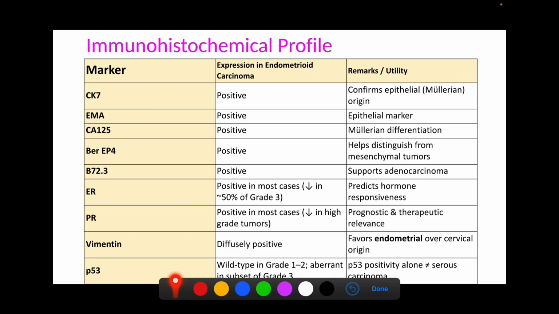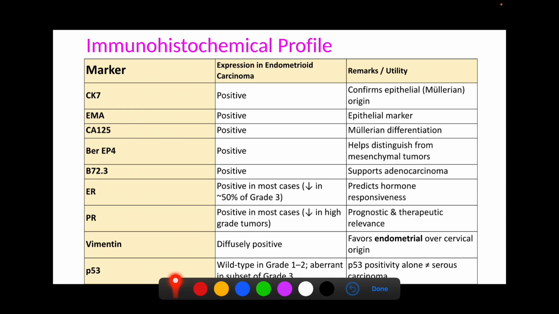These all are positive in endometrioid carcinoma. ER and PR, which are suggestive of hormone responsiveness, and less than around 50% of grade 3 carcinoma show decreased expression in endometrioid carcinoma, and PR is also the same, positive in most cases and decreased in high grade tumor. So ER predicts hormone responsiveness, whereas PR is suggestive of prognostic and therapeutic relevance.